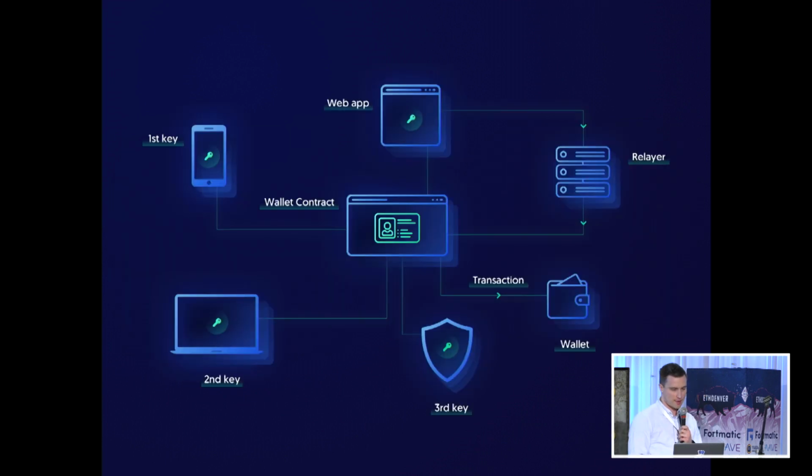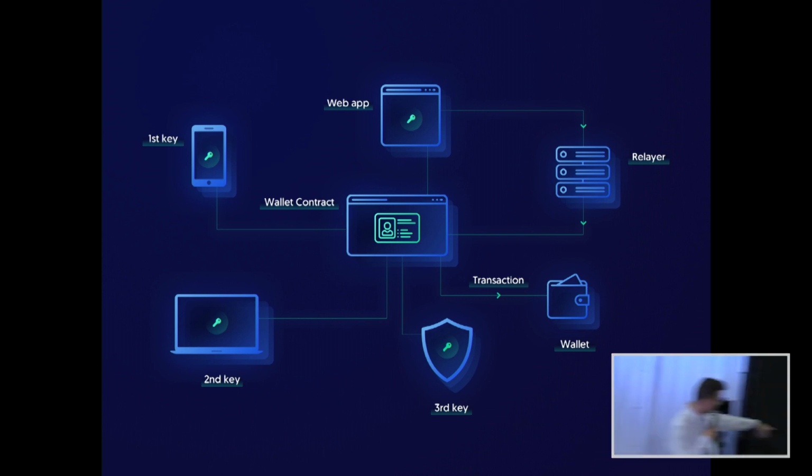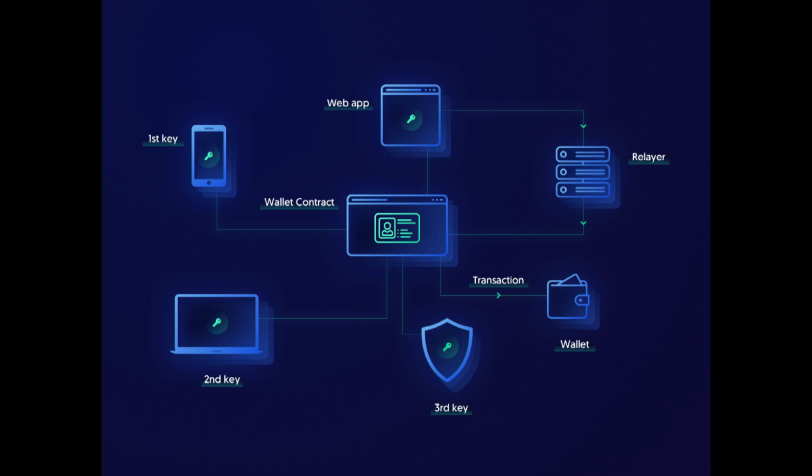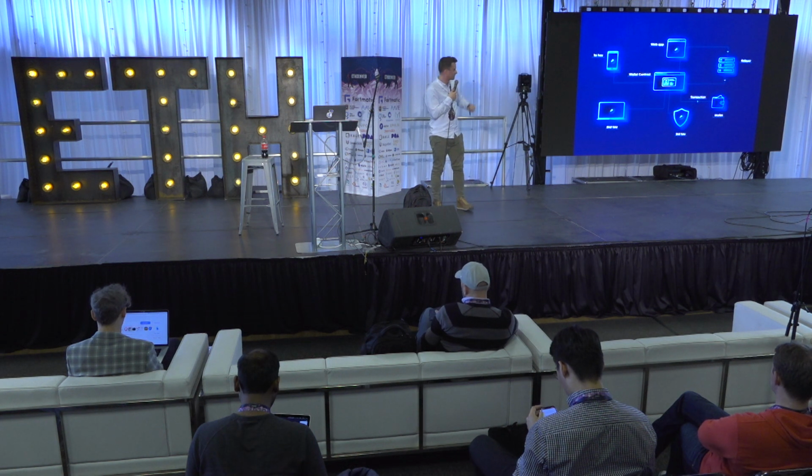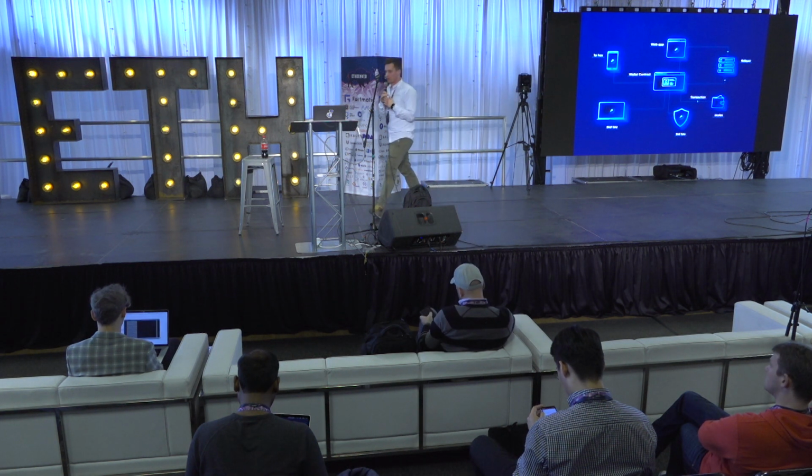So we have a wallet contract in the middle. We have a bunch of different keys on a bunch of different devices, and we have a relayer that helps us relay transactions. So we sign a transaction using the key, send it to the relayer, the relayer wraps it into an Ethereum transaction, pushes it to the blockchain, to the wallet contract, and boom, the transaction happens.